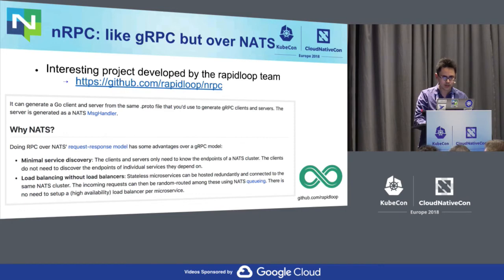Some people are familiar with the flow that you get from gRPC, and there's an interesting project in the community named NRPC, which gets you to some middle ground where you can use protocol buffers on top of NATS. Then you can take advantage of some of the load balancing features that you get from NATS and doing the pub-subbing.